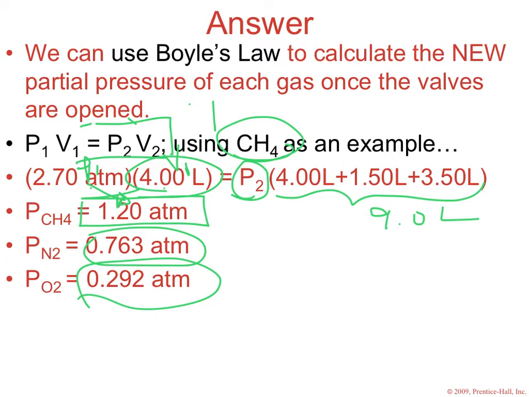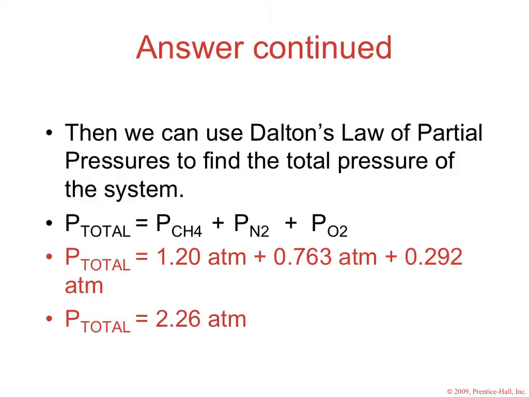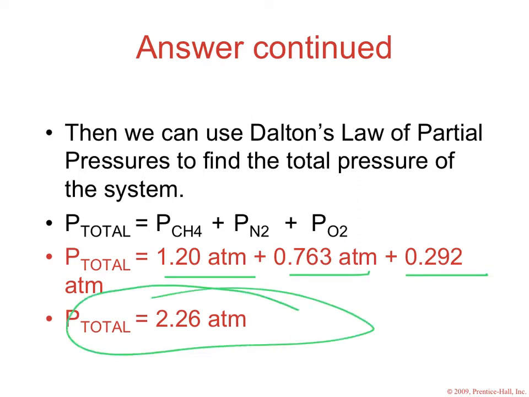Now look back at the problem. The problem asked you to find the new pressures for all the gases, but it also then said what is the new total pressure. That now is Dalton's law, where you add the pressures of all of the individual gases. And that is right here. So if you add all the new pressures together, you get that the new total pressure is 2.26 atmospheres.